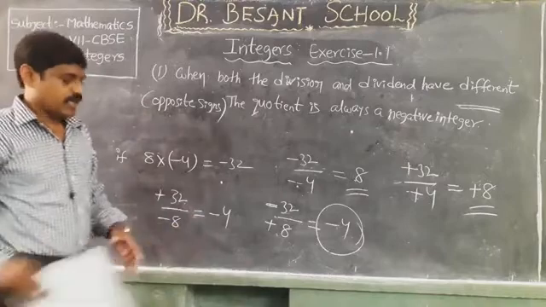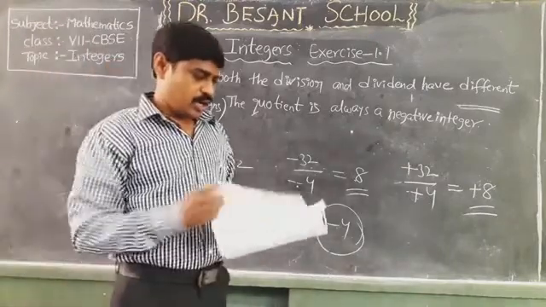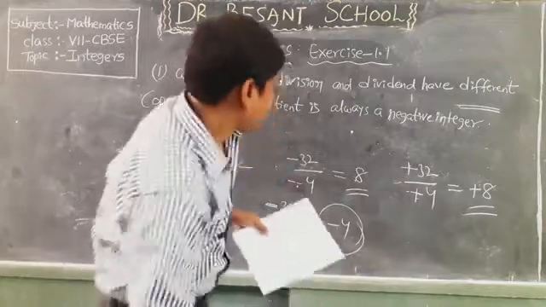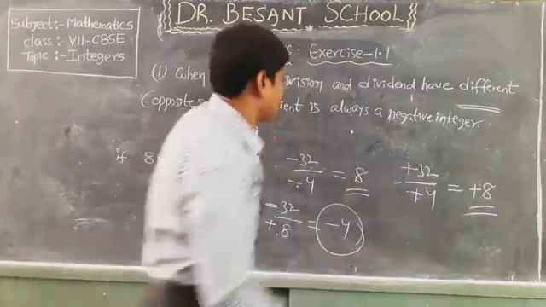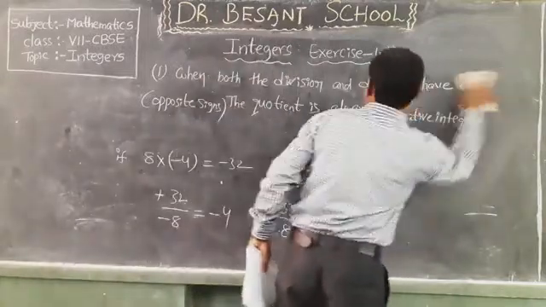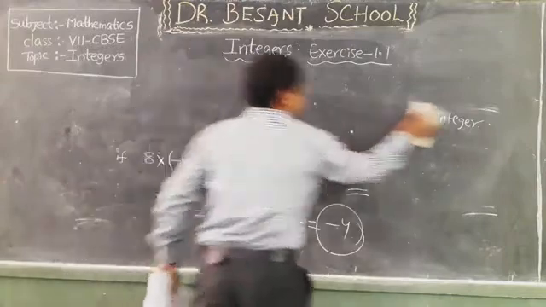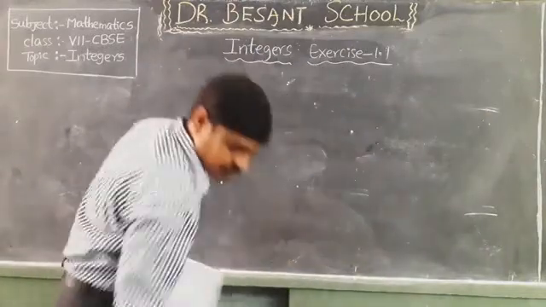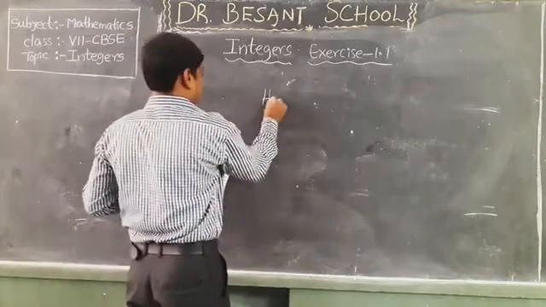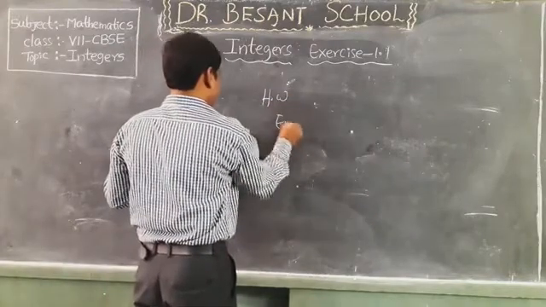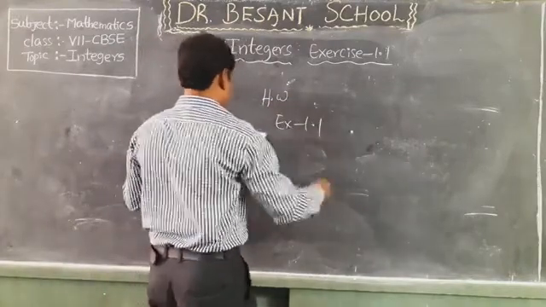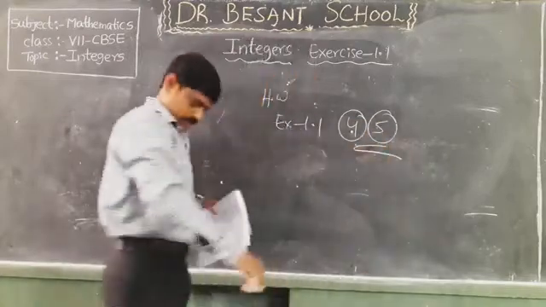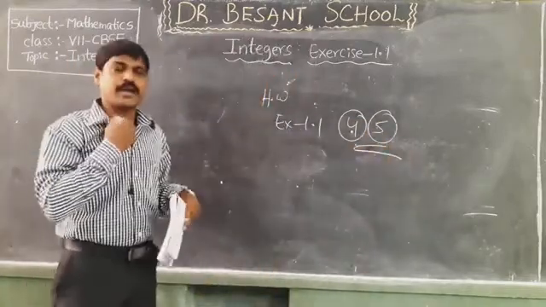Understood? Next. See, children, I think you understood very nicely. Today's homework, what do you have to do? Exercise 1.1, 4th Roman and 5th Roman. These two sums you have to complete.